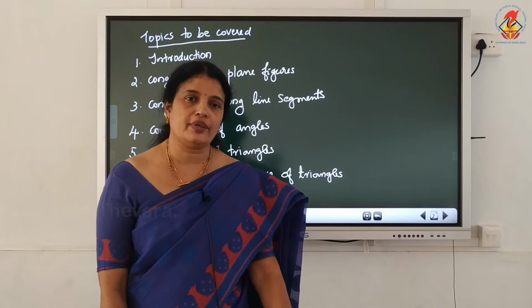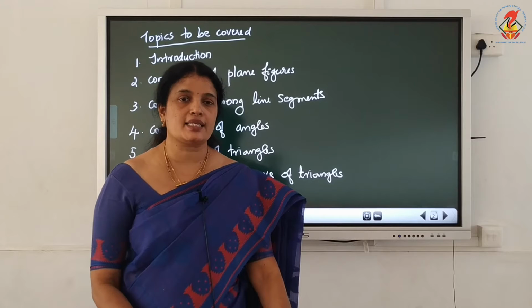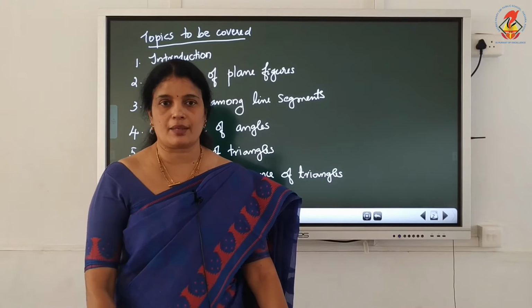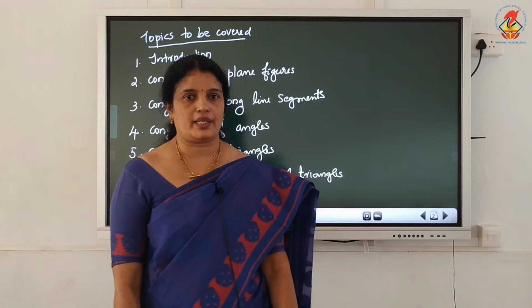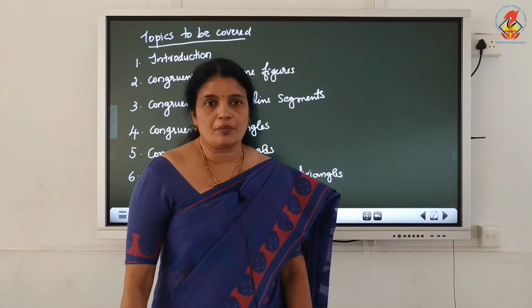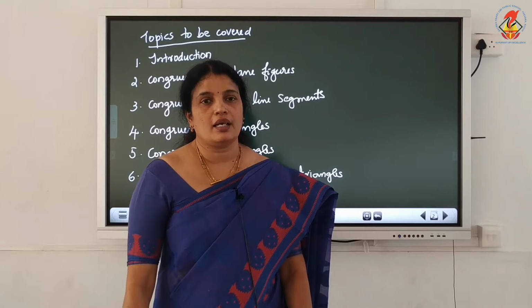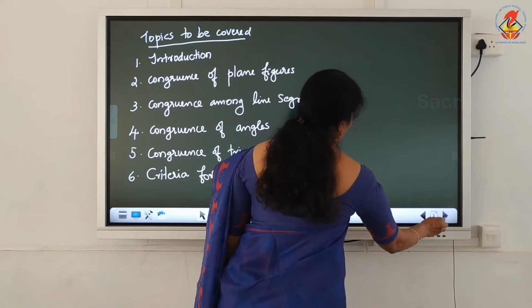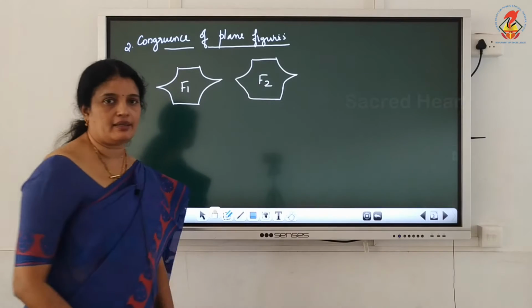What are congruent figures? They have the same size and shape. These types of objects are called congruent. The relation of two objects being congruent is called congruence. Next, first one, congruence of plane figures.